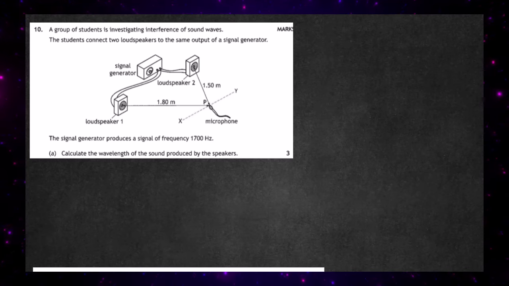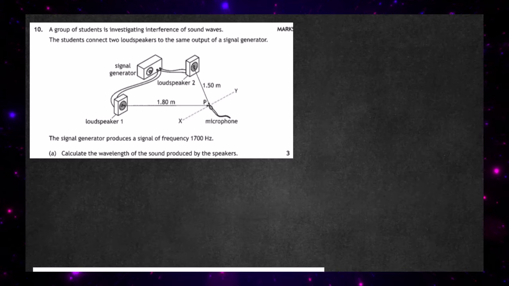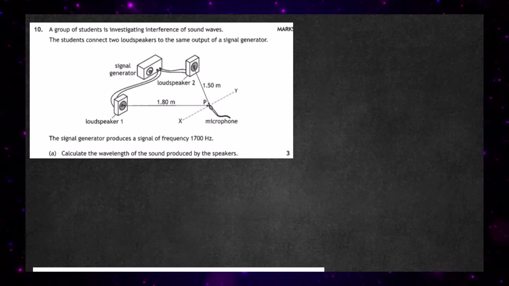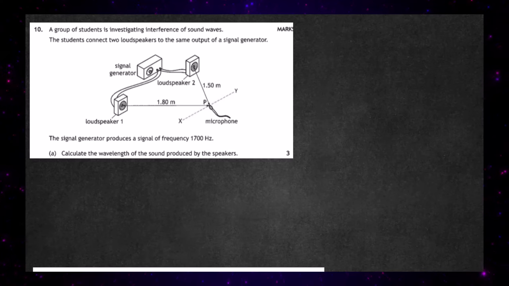Question 10 from section 2, paper 2 of the 2024 Higher Physics Examination from the SQA. A group of students is investigating interference of sound waves. The students connect two loudspeakers to the same output of a signal generator. You can see the diagram there. It's loudspeaker 1 and loudspeaker 2.